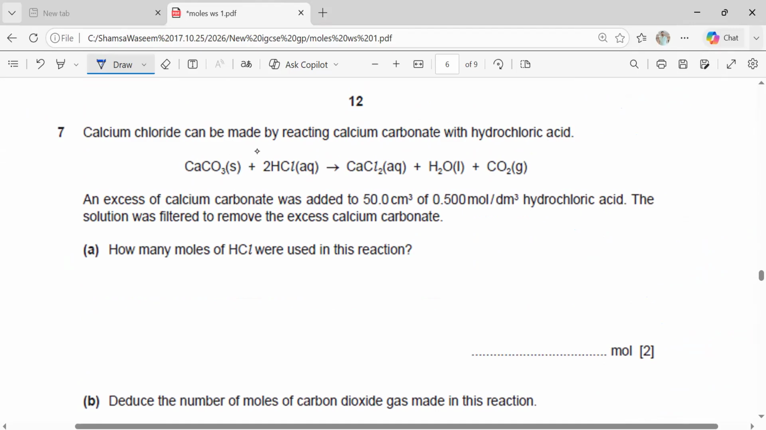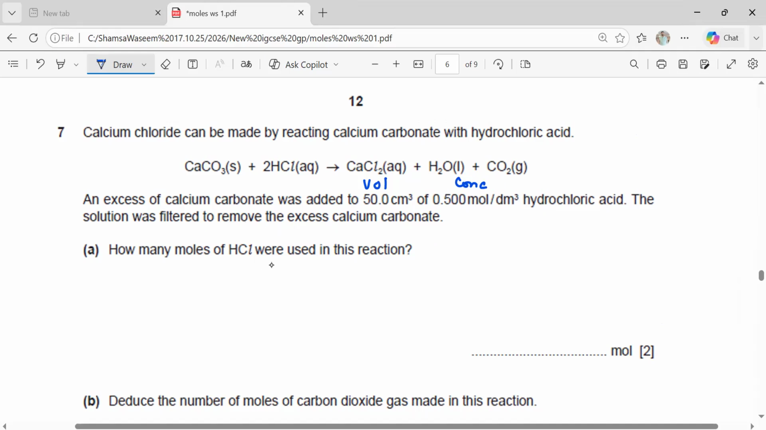Now, see, calcium chloride can be made by reacting calcium carbonate with hydrochloric acid. So this is an equation. An excess of calcium carbonate was added to 50 centimeter cube of hydrochloric acid, with the concentration specified. Now, see, volume and concentration of hydrochloric acid is given. So we can easily find out its moles, okay? The solution was filtered to remove excess of calcium carbonate. How many moles of hydrochloric acid were used in this reaction?